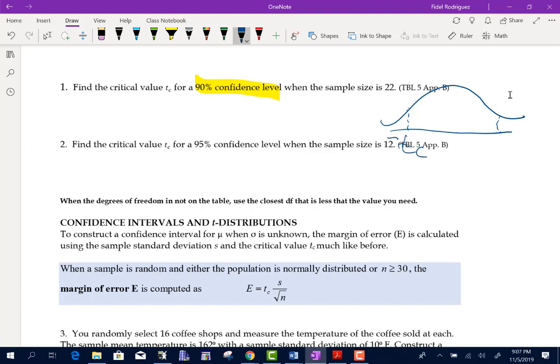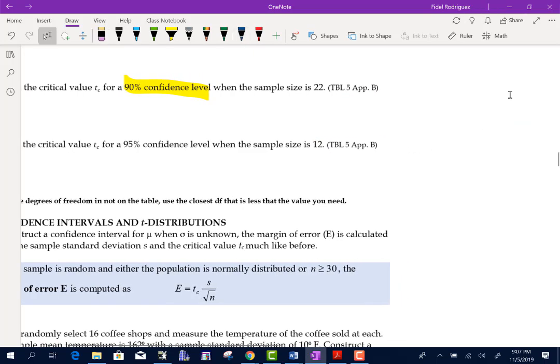One of them is going to be negative. Let me see if I can put that over here just so that we have a lot of room and we can see it. So right here, the area inside there is going to be 90. This is going to be a negative TC, and this is going to be a positive TC. Okay?